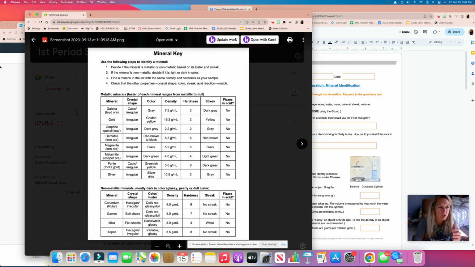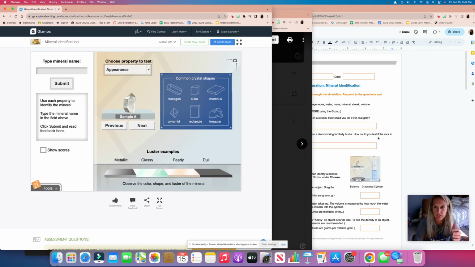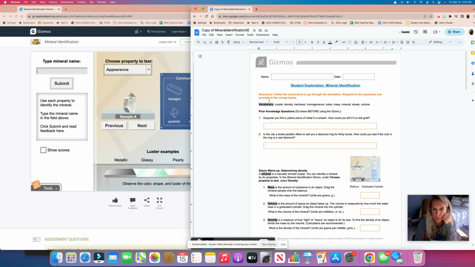All right, first off, we are going to start with the actual student exploration page. It says, follow the instructions to go through the simulation. Respond to the questions and prompts in the orange boxes. Vocabulary: crystal, density, hardness, homogeneous, luster, mass, mineral, streak, volume. All right, prior knowledge questions.